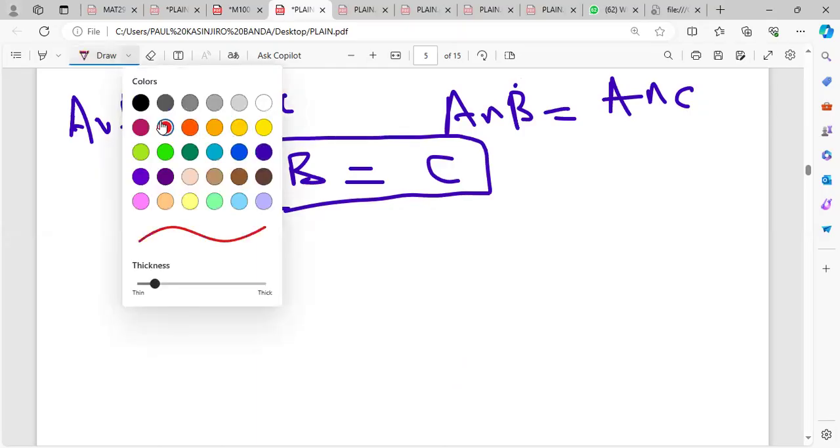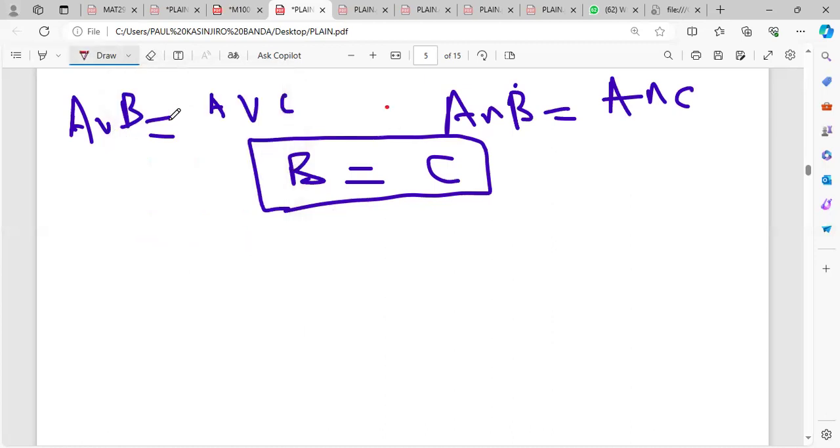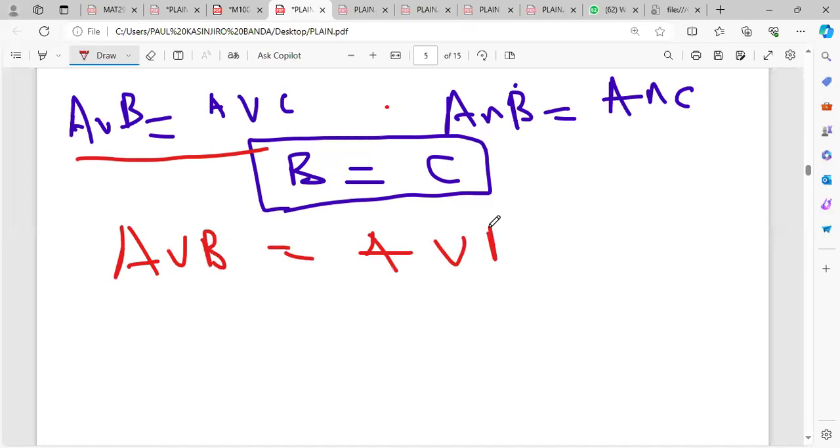Okay, so the simple method that you can do is you have to prove that B is a subset of C, and C is a subset of B. In short, you have to prove that B and C are subsets of each other, then they become equal. So here what we are going to do is take the first equation we've been given in terms of sets. We're going to say A union B is simply equal to A union C.